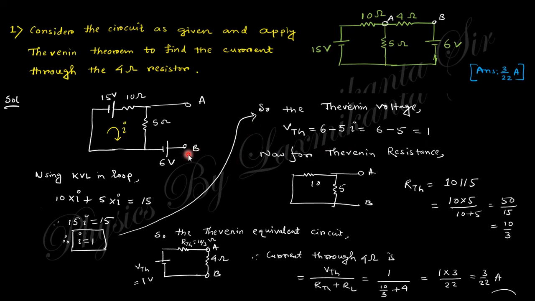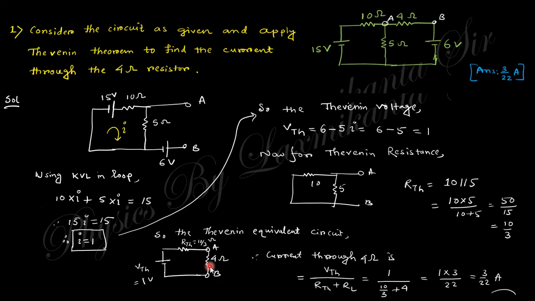Now the Thevenin resistance is nothing but the resistance across this AB, after shorting the voltage sources, right? So if you short the two voltage sources, 6 and 15, the circuit will be like that. So you can see these two are in parallel. The parallel combination of 10 and 5 is nothing but 10 by 3. So this is the Thevenin voltage and this is the Thevenin resistance. Clear? This is how we get the Thevenin voltage and Thevenin resistance.